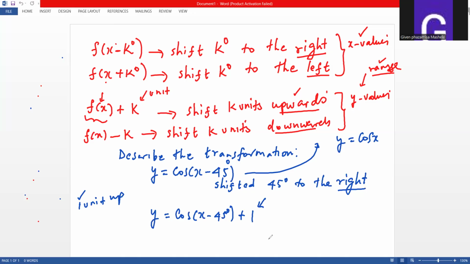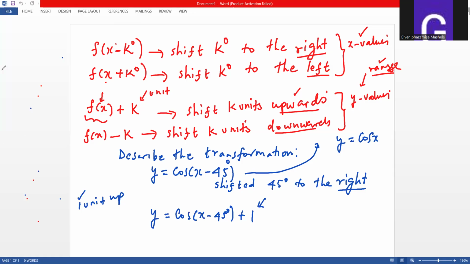So in the exam, ladies and gentlemen, when you are given a trigonometric function, you need to know this transformation. Whether in grade 11 or grade 12, be able to know the transformation of a function to the right or left, which affects the x values, and upwards or downwards, which affects the y values. It's very important.